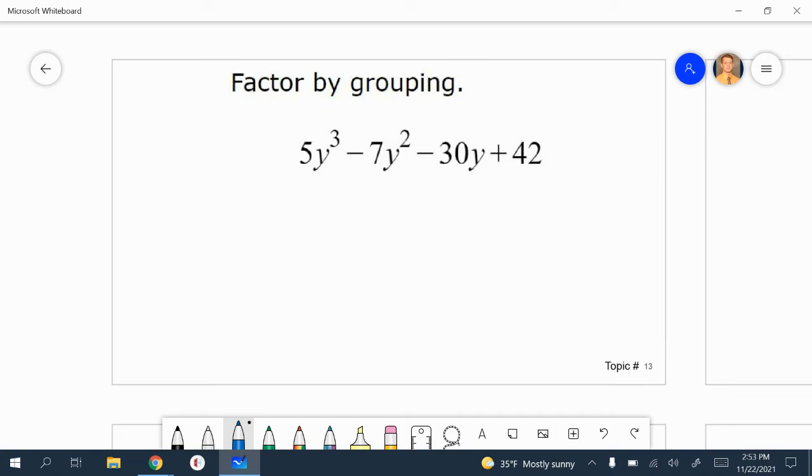Topic number 13. Okay, it says factor by grouping again. So let's do it. So I'm gonna put parentheses around the first part. I've also got to put parentheses around the second part, but notice that there's a minus sign there. So I've got to make sure that I turn that to a plus between them and put the minus sign inside the parentheses, and now it's just acting like a negative.